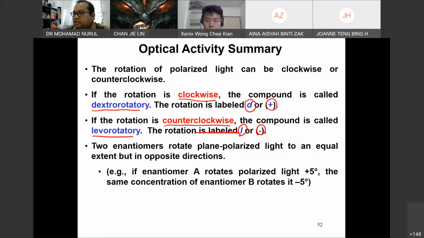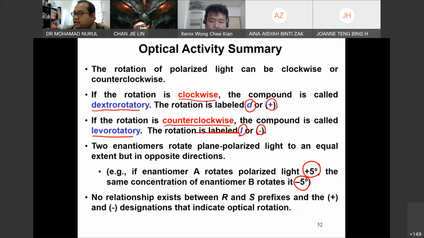For example, if enantiomer A rotates polarized light plus 55 degrees, the same concentration of enantiomer B will rotate minus 55 degrees. If we combine enantiomer A and enantiomer B, it becomes 0. That's why we have another term, racemic mixture. No relation exists between the R and S prefixes and the plus and minus designations that indicate optical rotation.